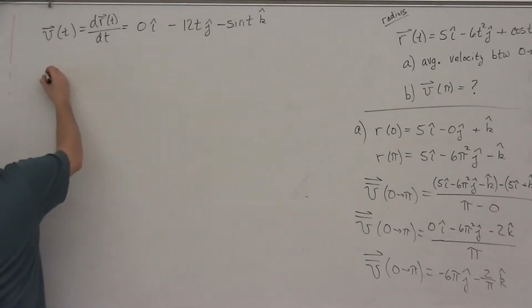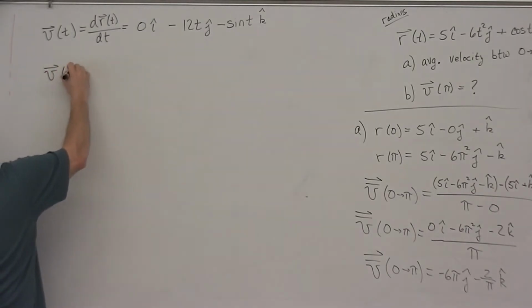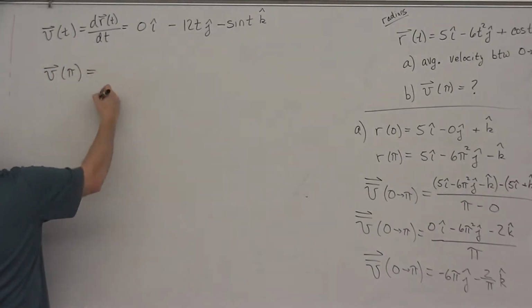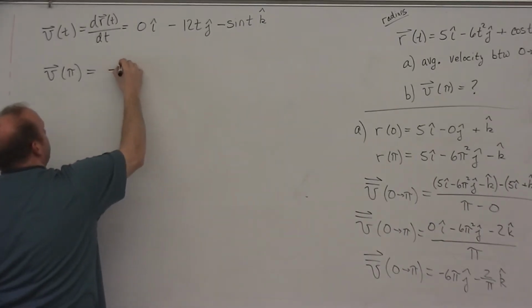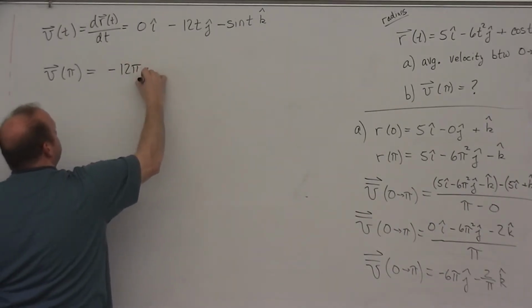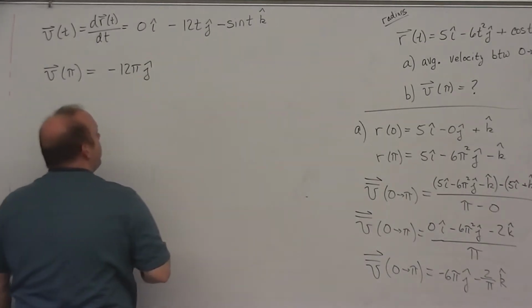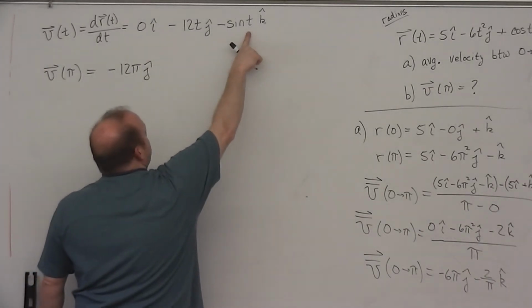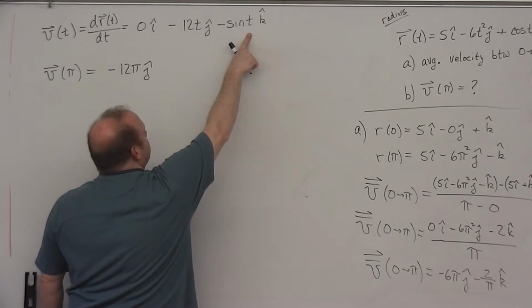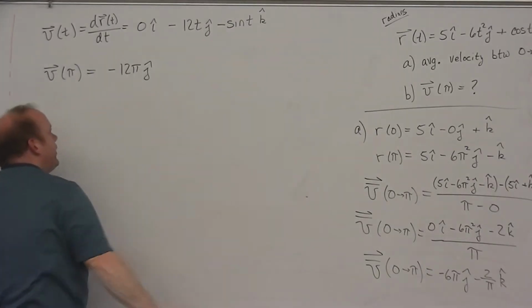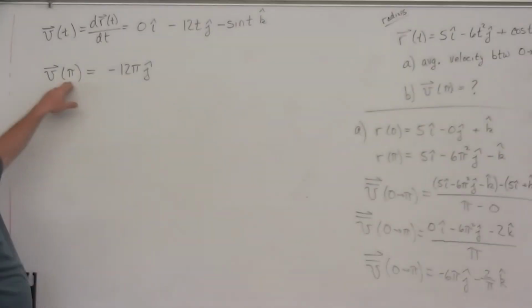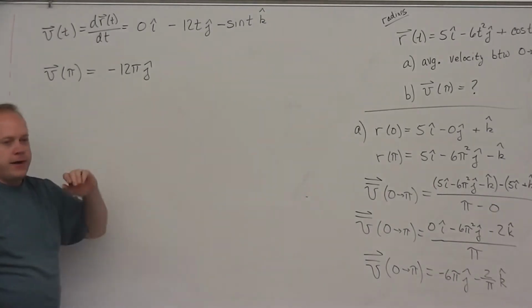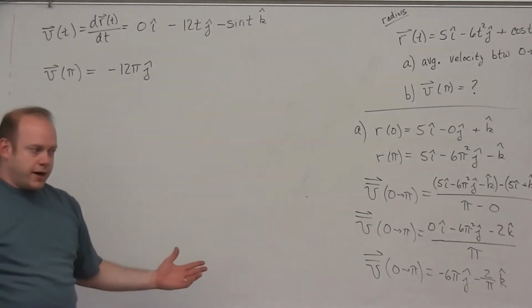So now my velocity at pi seconds is equal to, I can just eliminate that off, so I have negative 12 pi j hat. The sine of pi is 0, so I have nothing there. So my velocity at pi seconds will be negative 12 pi j. We're done.